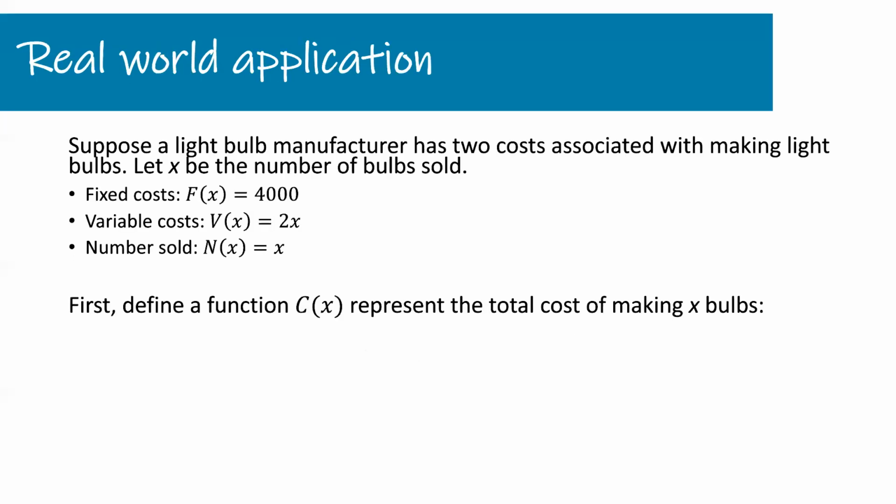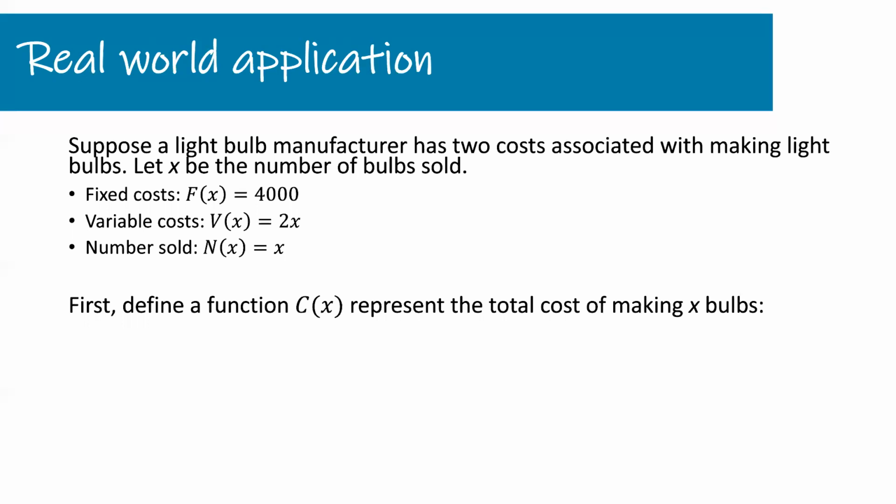Okay, let's do a real world application. Suppose a light bulb manufacturer has two costs associated with making light bulbs, and we're going to let X be the number of bulbs sold. So this is a really common situation. We hit on it in last unit also. A lot of times if you're making something, you have those overhead fixed costs, and you also have costs to make each unit. So here our fixed costs are $4,000, and the variable costs are 2X. So for every light bulb you make, it costs you an additional $2. We're also going to note the number sold as N of X, which is just X. So how many are we selling?